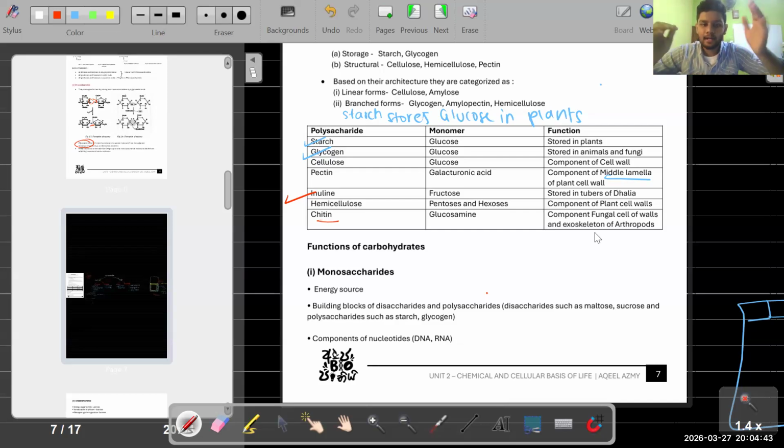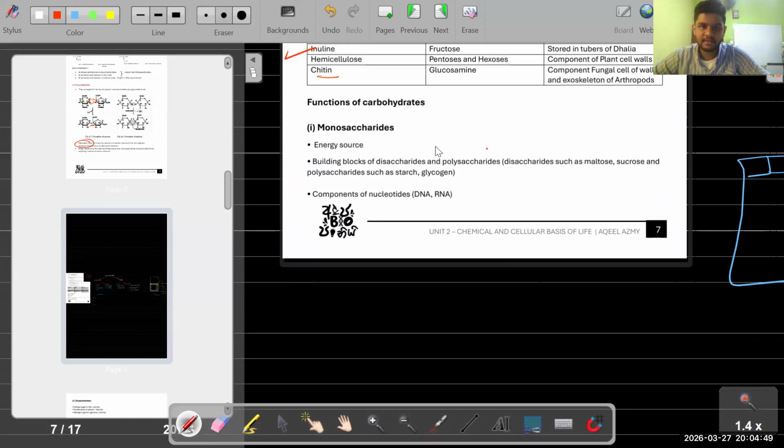Theory is done. Now we are coming to the functions of carbohydrates. Now they are giving the functions of monosaccharide. First one, energy source. This you have learned from your O levels. If you have done health science in your O levels, you have learned this from grade 6 onwards. What is the function of carbohydrate?